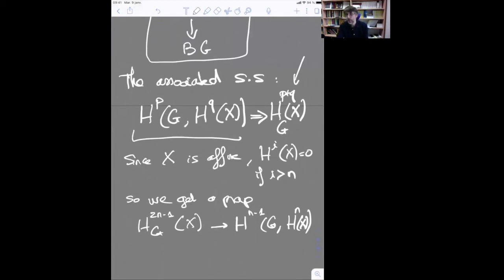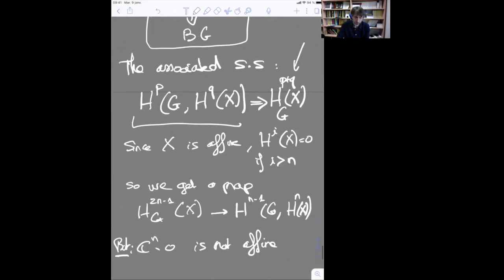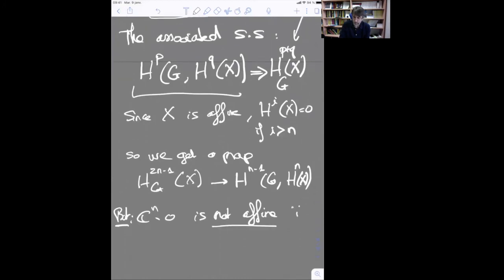And that's how we construct the cocycle. Except that at this point, you could say, okay, but you will apply this with X equal Cn minus 0, and Cn minus 0 is not affine. So I cannot do that. So what can I do? I can force it to be affine by just restricting our class to a smaller variety, which will be affine.